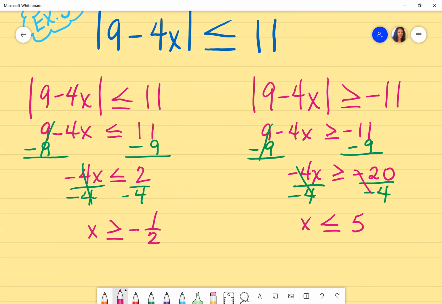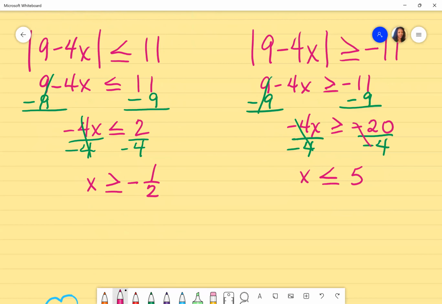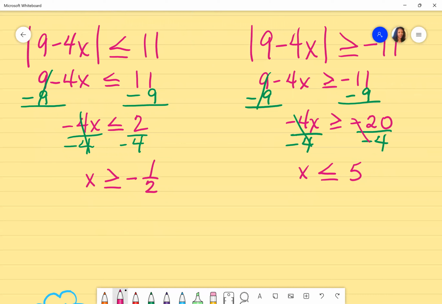I'm not finished though, because what I have to do in the case of inequalities is use interval notation format. So if you are a visual person like I am, I like to see what this would look like on a number line. So this is my number line. I know that negative 1/2 is somewhere over here. I'm just going to put a 0 right here. And then 5 is over to the right of 0. So I like to follow my arrows as best I can. Well, these look like arrows to me.